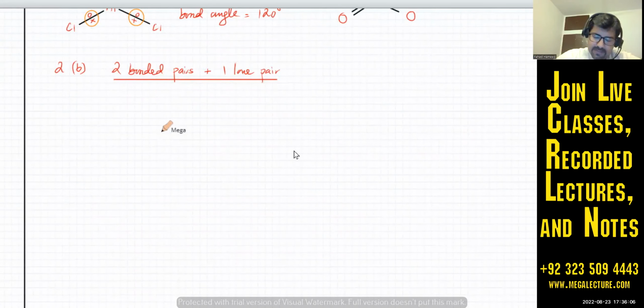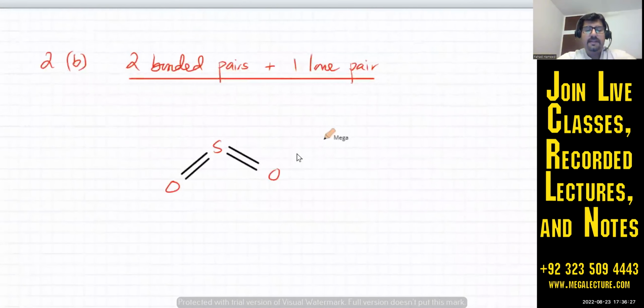One example is sulfur dioxide. In sulfur dioxide you've got sulfur making double bonds with oxygen. That's the bonding of sulfur in sulfur dioxide. It's making 2 double bonds. Are there any other electrons left in the valence shell of sulfur?